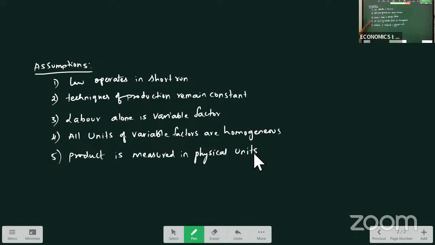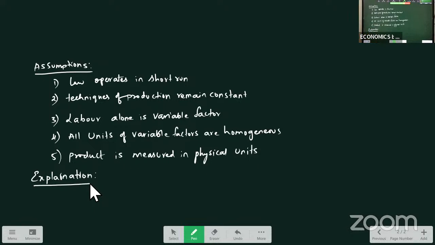Okay, so these are the assumptions we are making for this law. We assume that this law operates only in the short run. The techniques of production remain constant. Also, we assume that labor alone is a variable factor, and the labor is homogeneous. And the product, whatever output we are getting, is measured in physical units. Now, after assumptions, you will be writing the explanation. How will we give the explanation here?